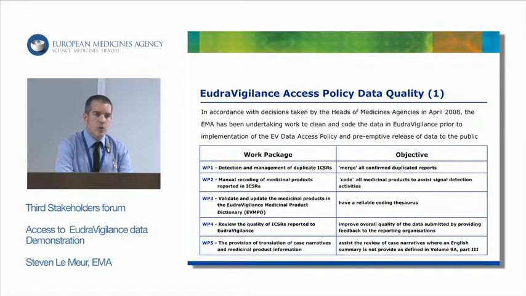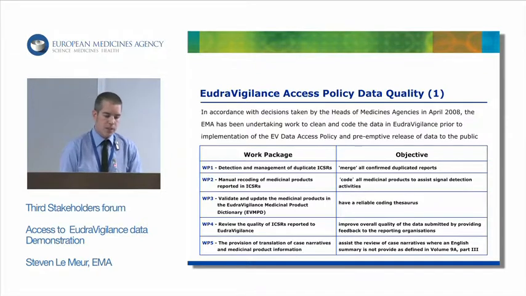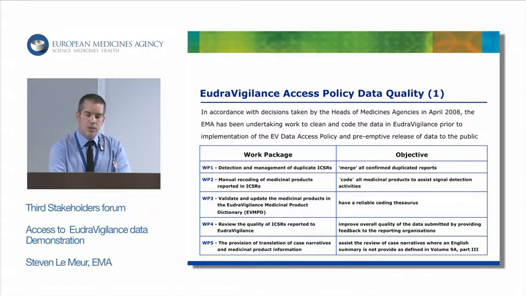Now, before we make those data available, I will have a quick word on the data quality. In accordance with the decision taken by the heads of medicines agencies in 2008, the EMA is undertaking work to clean and code the data in EudraVigilance before implementation of the access policy and the release of those data. So we have 5 work packages. They're not all relevant for the access policy, but most of them are.